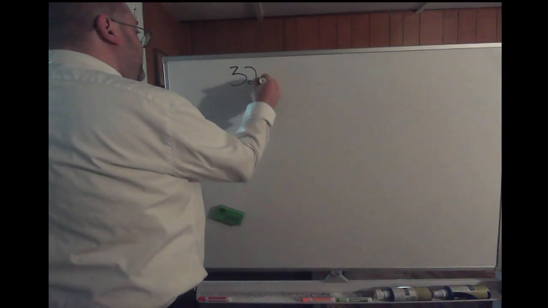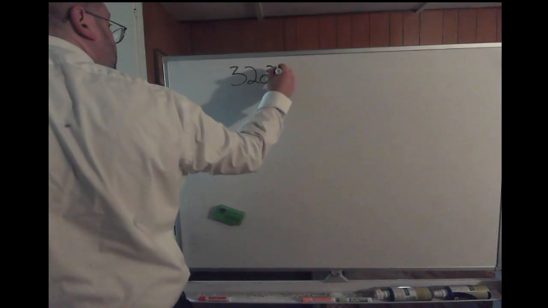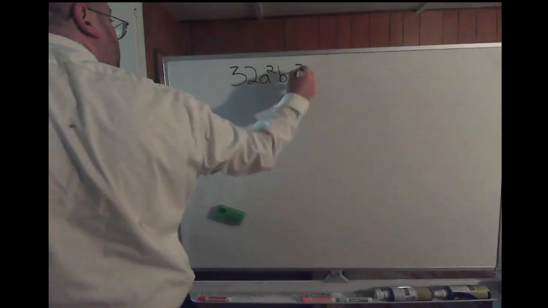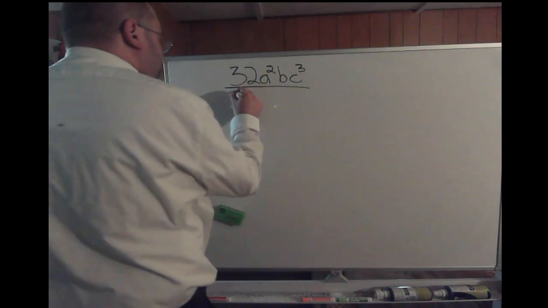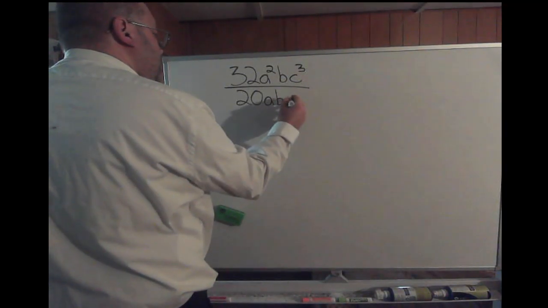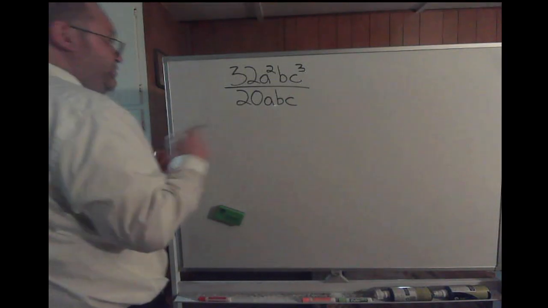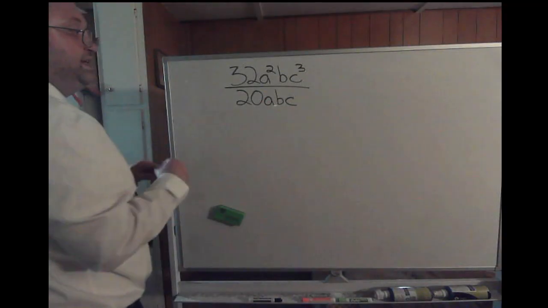All right. Let's see. We have 32a to the second b c to the third over 20abc. Alright, so we got 32a to the second bc cubed over 20abc.